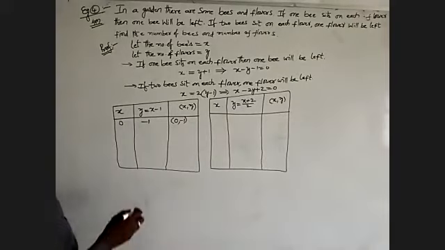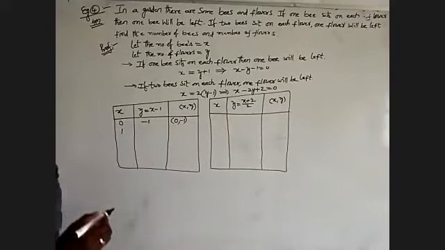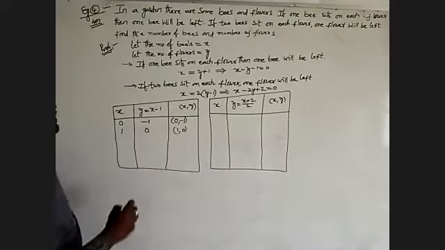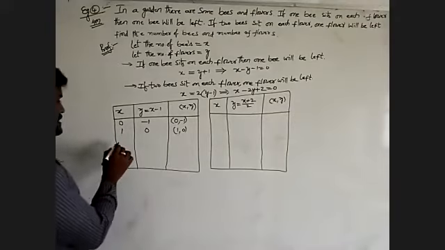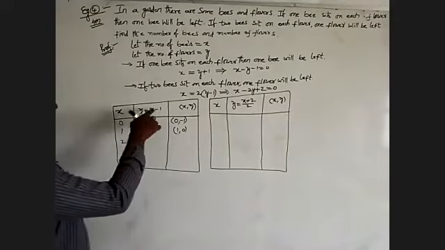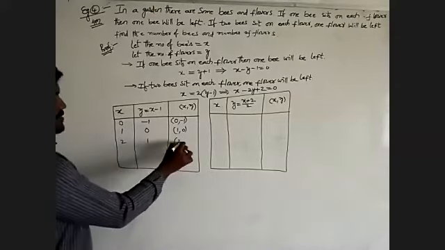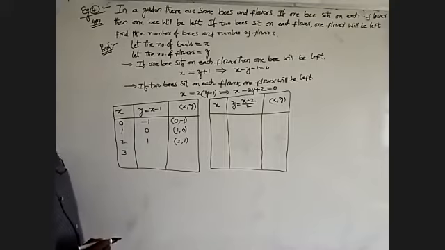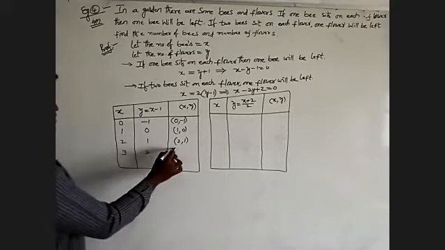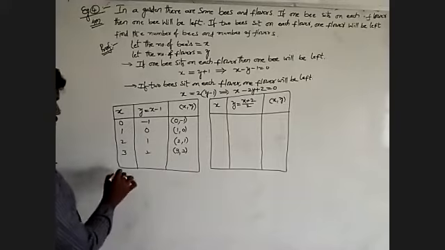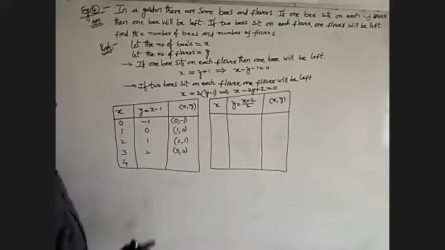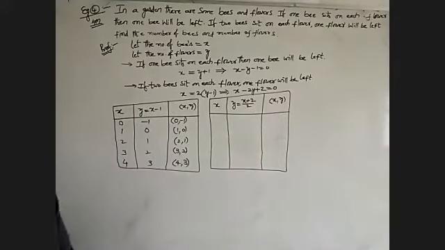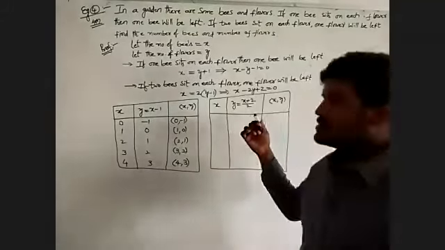After that, let x is equal to 1, then y is equal to 1 minus 1 becomes 0. This we write as 1 comma 0. Let x is equal to 2, y is equal to 2 minus 1 becomes 1, that means the value is 2 comma 1. Let x is equal to 3, 3 minus 1 becomes 2, written as 3 comma 2. Finally let x is equal to 4, 4 minus 1 becomes 3, that is 4 comma 3.